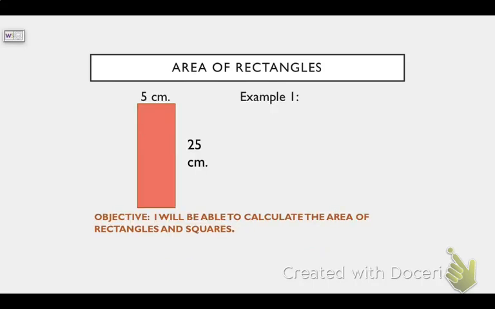The very first one is the area of rectangles. We have 5 by 25. Let's say area equals length times width. That is just like we've been doing all along with expressions and equations. If we see something like this where there's no operational symbol, we want to make sure that we multiply. Area equals the length times the width. Okay, let's get to it.